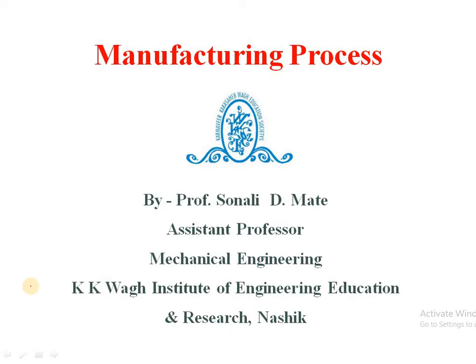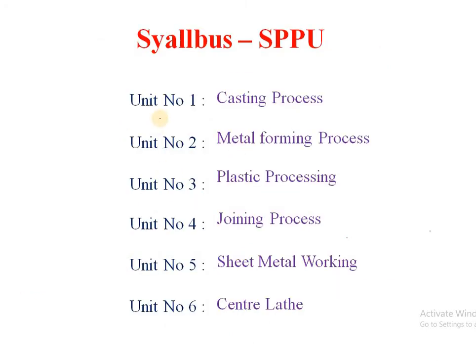It is a second year mechanical engineering subject which is for first semester. So let's go through the syllabus which is given by Savitribai Phule Pune University. According to this university there are total 6 units. Under these 6 units different manufacturing processes have been explained like casting, metal forming, plastic, sheet metal working, also joining process, and center lathe machine is explained.